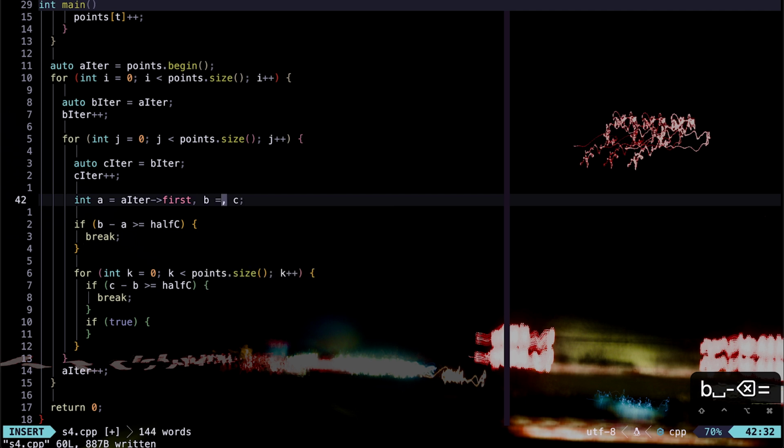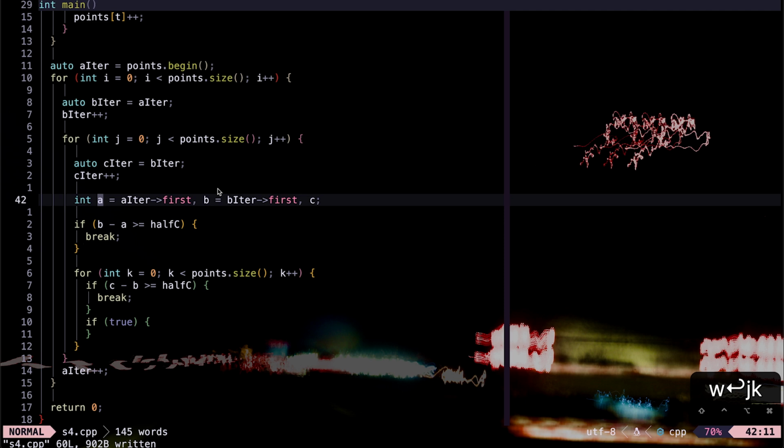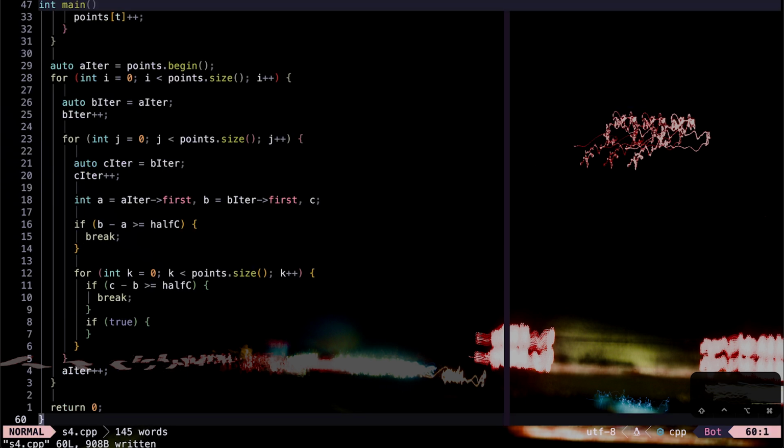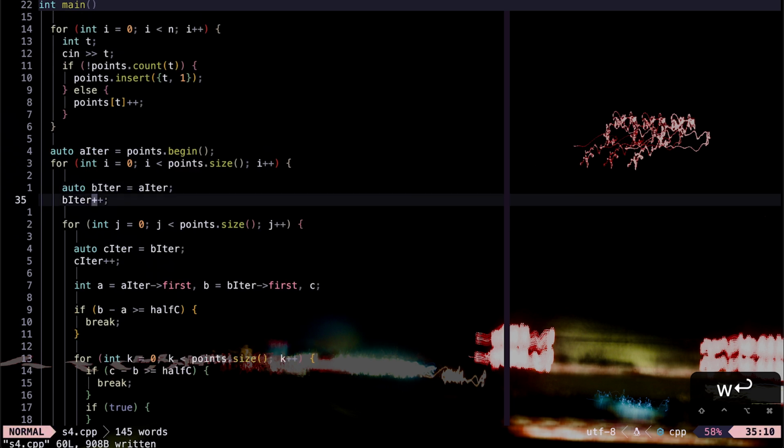B is equal to B iterator dot first. It's not mentioned C yet. Okay, so let me rename this circumference. Okay. B iterator equals A iterator B plus plus, because every time we need to start.